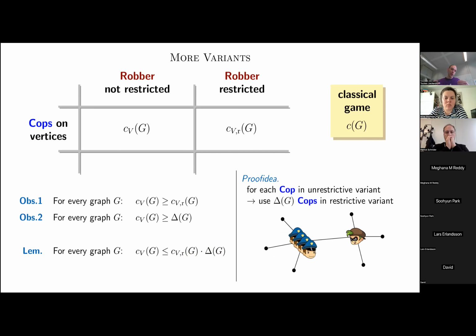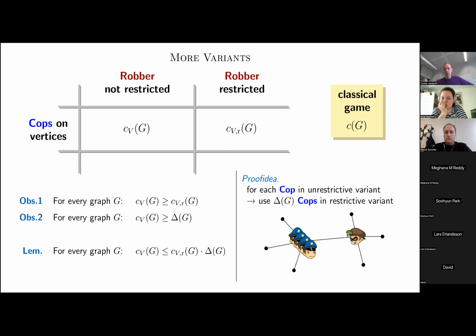So the proof idea is we have to prove an upper bound for a cop number. If we want to prove an upper bound for a cop number, we have to give a strategy for the cops, for this many cops to surround the robber, no matter how the robber behaves. And what we do is we take the strategy that we are given realizing this restricted variant cop number and simulate it by just saying for each cop in the unrestricted variant, we use delta cops in the restricted variant, all moving as a bunch on the same vertex. Okay.